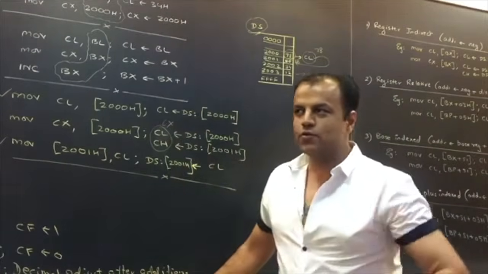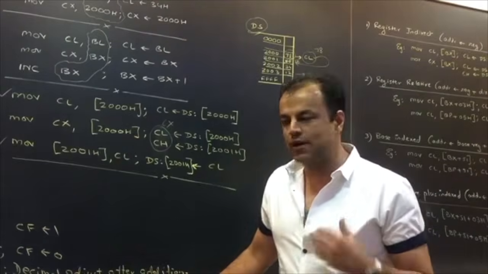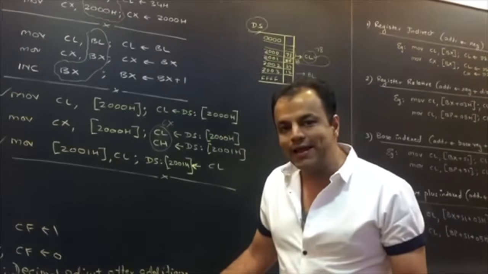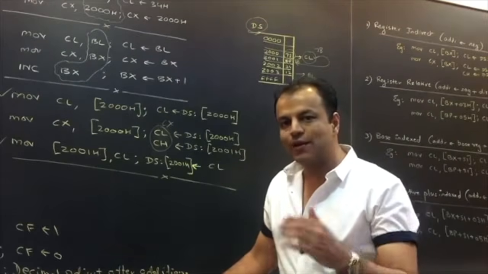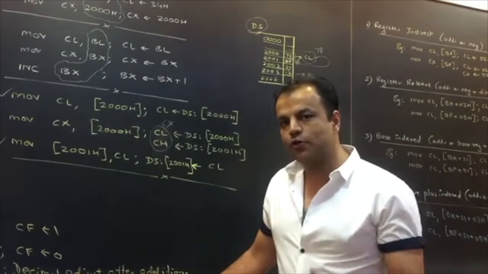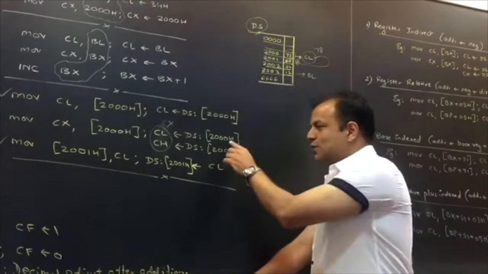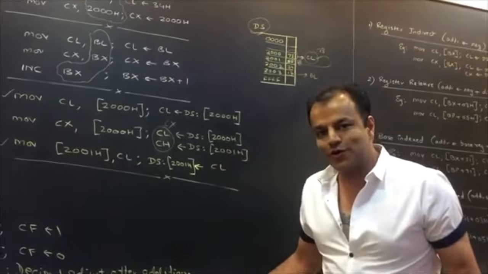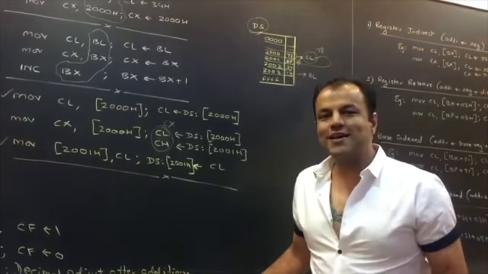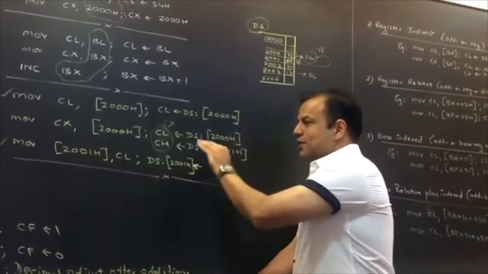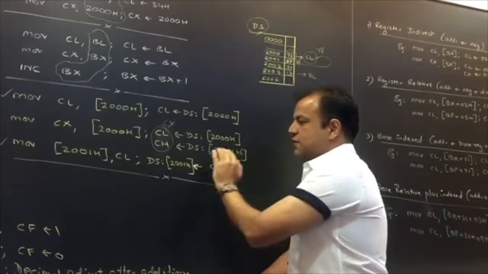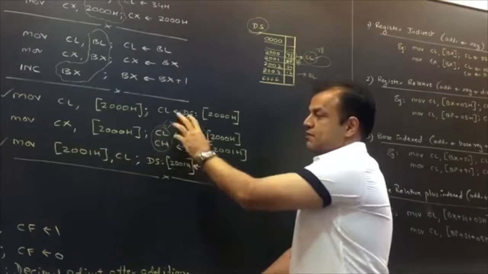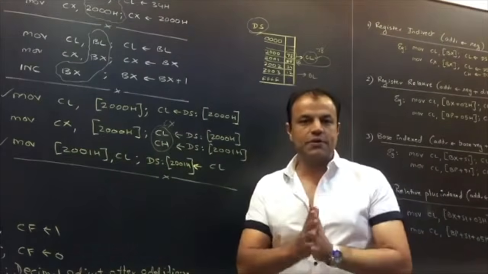Now many people don't understand who will get which value. There is a fundamental rule, it's called the little endian rule. I repeat, little endian rule, which says the lower byte is always stored at the lower address, and the higher byte is always stored at the higher address. Between 2000 and 2001, 2000 is the smaller number, so it's treated as the lower address. So the lower address will give the lower byte, the higher address will give the higher byte. 2000 will give the data to CL, 2001 will give the data to CH. So effectively this whole data will come into CX. Please tell me, did you understand?